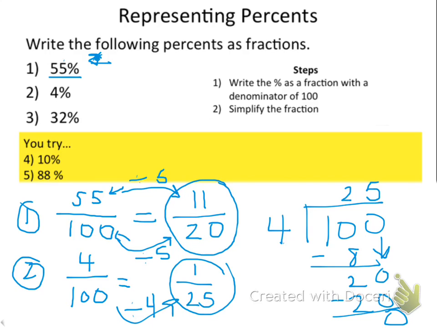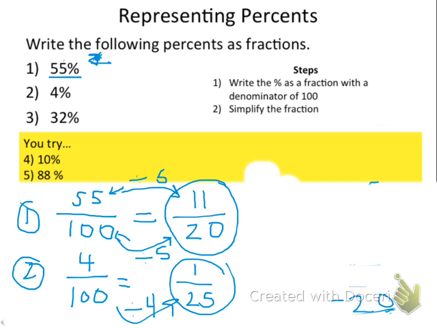Okay, now I challenge you to do number 3 on your own, so please pause the video and try doing number 3. When you're finished, you can play it and check your answer. Okay, hopefully you've now tried number 3. Number 3, writing 32% as a fraction. We're going to do it on our own. We're just going to do it by following those steps.